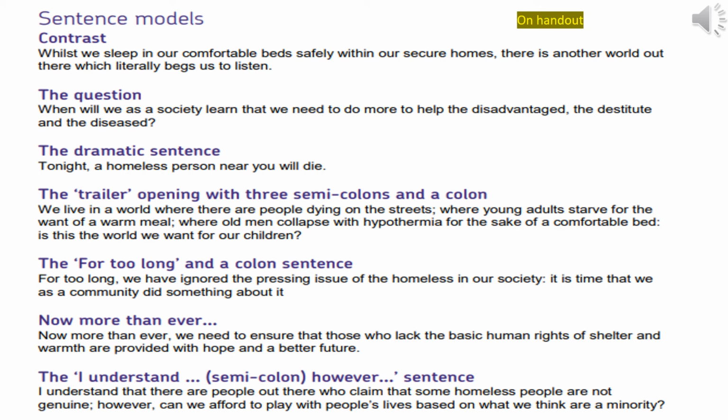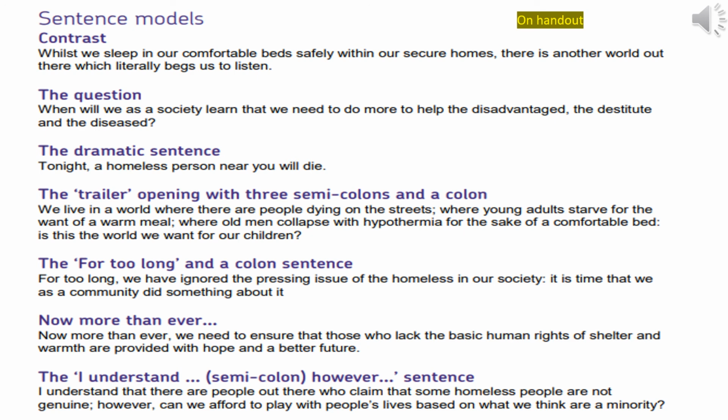We live in a world where there are people dying on the streets, where young adults starve for want of a warm meal, where old men collapse with hypothermia for the sake of a comfortable bed. Is this the world we want for our children? The "for too long" and colon sentence. For too long we've ignored the pressing issue of homelessness in our society. It's time that we as a community did something about it.